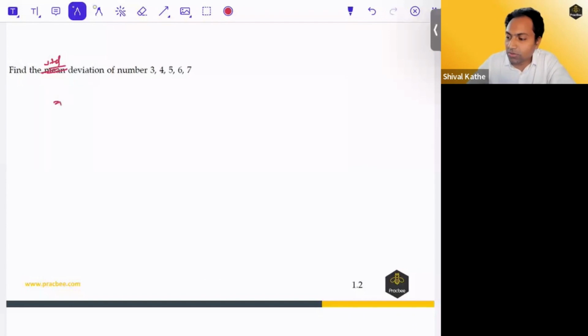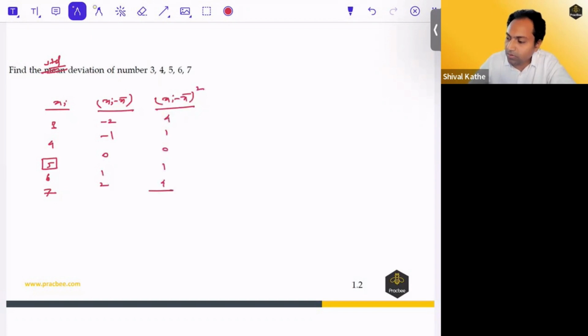So what is the process? So xi is already given 3, 4, 5, 6, 7. So I'm going to show you both the processes. First process says that you find the x bar that we already know, and then you find xi minus x bar. निकाल लेते हैं भाई. So this is -2, -1, 0, 1, 2, and then you take a square of this because it is root mean square. So this becomes 4, 1, 0, 1, 4. Then you take the sum of this.